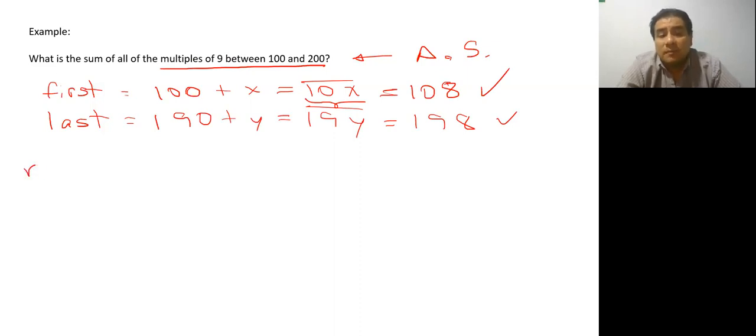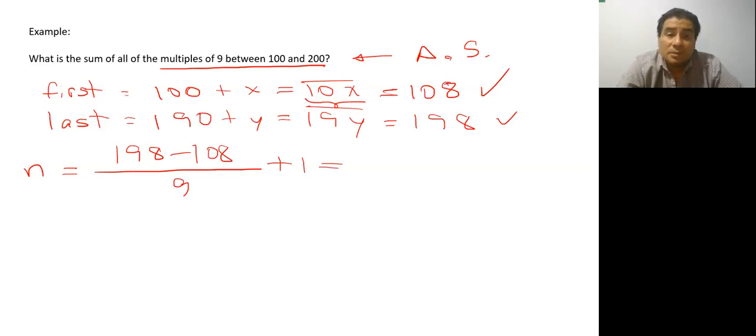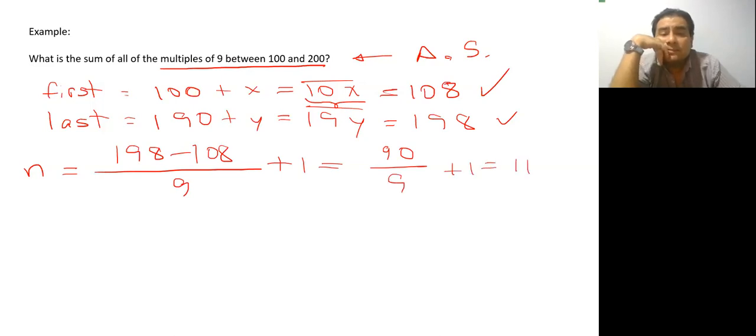So now the number of elements of the sequence you can calculate by the difference of the first and the last term divided by the common difference, which is 9, plus 1. This is 90 divided by 9 plus 1. So that is 11.